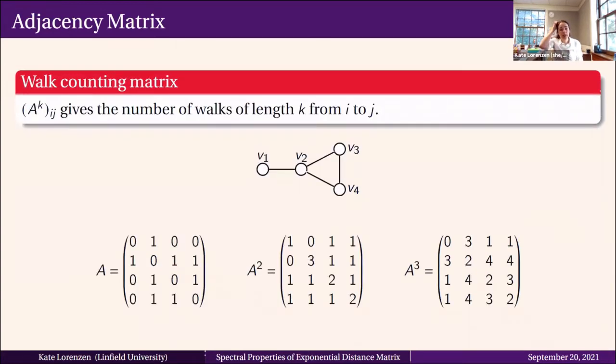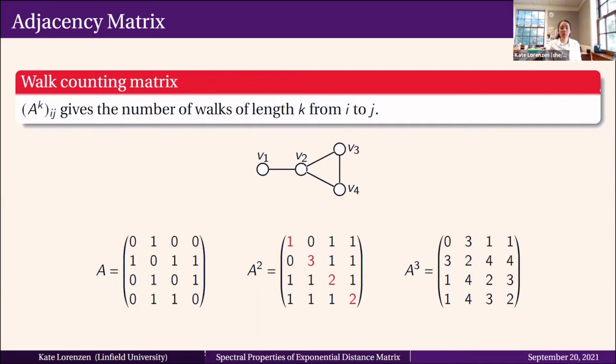Now, this matrix is sometimes called the walk counting matrix, because if I raise it to a power k and I look at the ijth entry, this is going to tell me the number of walks of length k from vertex i to vertex j. So here I have my graph, and I have different powers of my adjacency matrix, right? And I want to turn our attention to the diagonal entries of A squared.